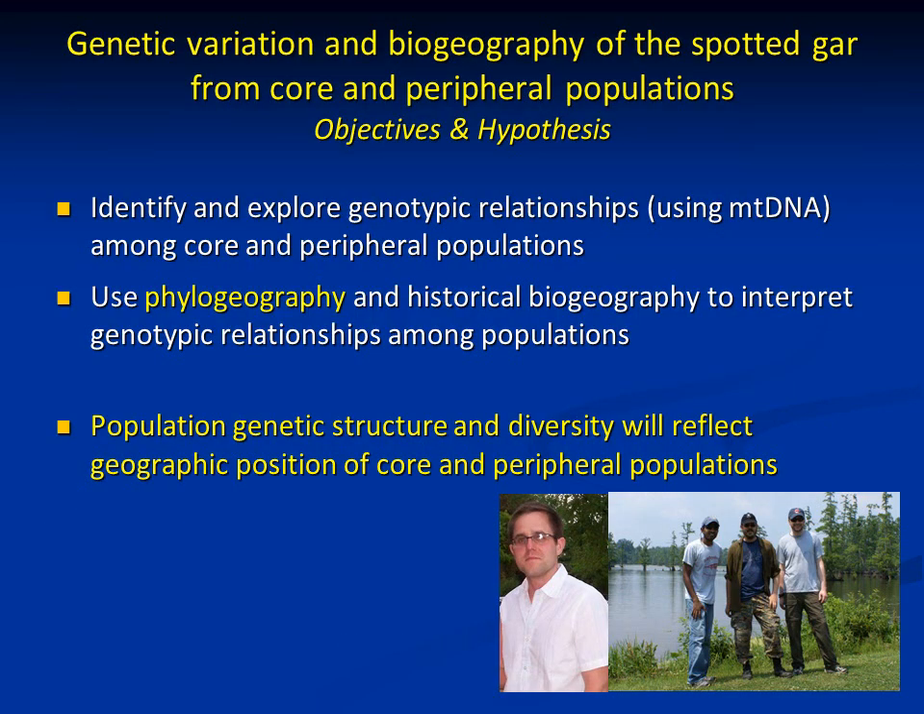So, our objectives for this particular study and our hypothesis are as follows. We wanted to identify and explore genotypic relationships using mitochondrial DNA, comparing the core and peripheral populations. So, is there a difference in genetic diversity? And we're using something called phylogeography, which is looking at the distribution of genealogies. So, we're looking at sort of the geography of genetic diversity in order to interpret those relationships among populations.